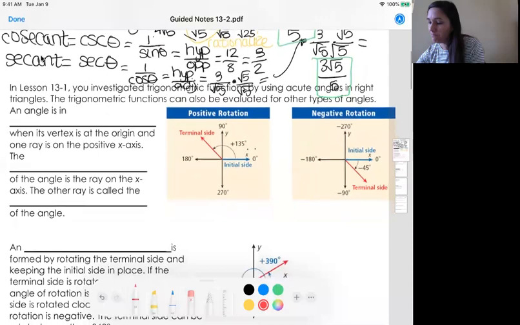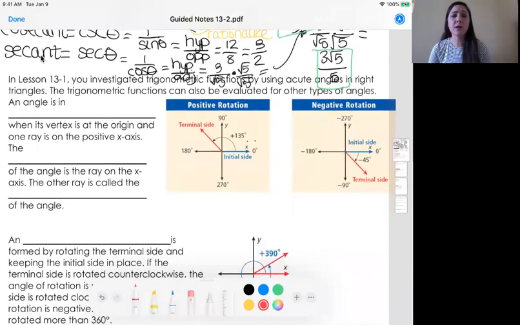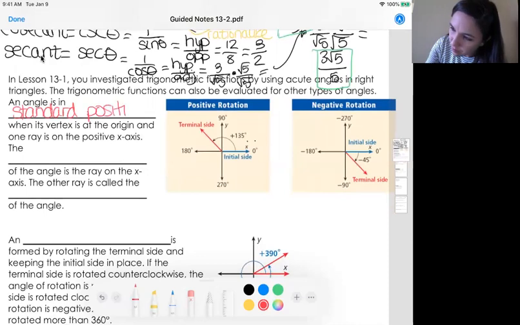Now what we're going to be talking about are different angles, and specifically the rotation of angles. All right, so when we talk about angles, angles are in standard position when the vertex is at the origin. So here is the origin, right? Our vertex here, remember the vertex, that's the little pointy part of the angle. When the vertex is at the origin and one ray is on the positive x-axis.